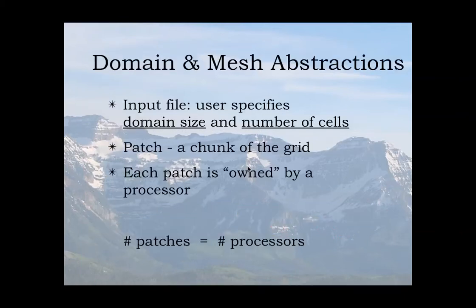Okay. So I'll talk a little bit about the domain and mesh abstractions first. The input file is where the user specifies all this stuff. They say, here's the domain size I want, here's the number of grid cells I want, here's the number of patches I want. And a patch is just a chunk of the grid that's owned by one processor or by a group of processors. In the case of Arches, the number of patches has to be equal to the number of processors. So this is like saying each processor is going to own a certain number of cells that are all going to be grouped together.